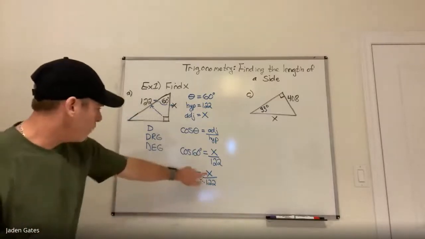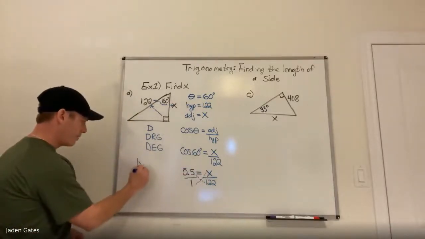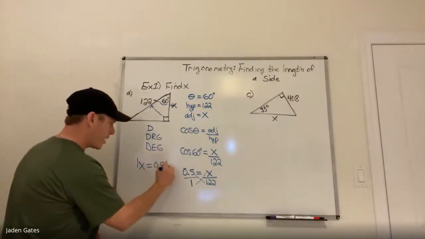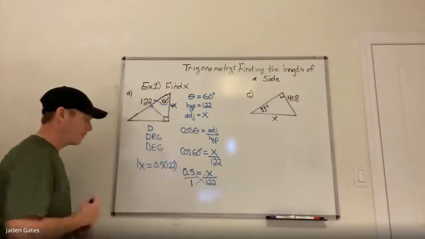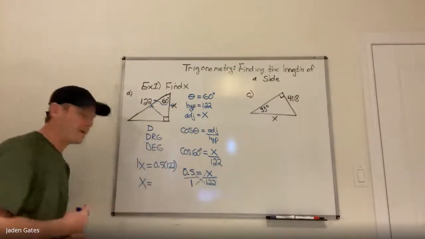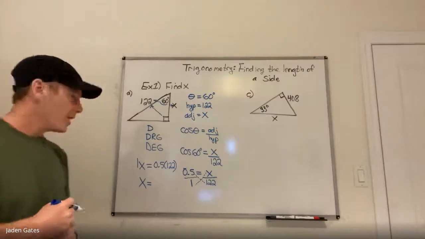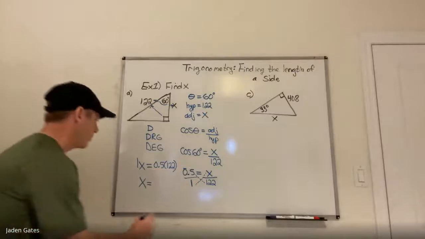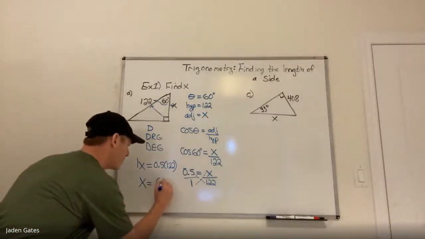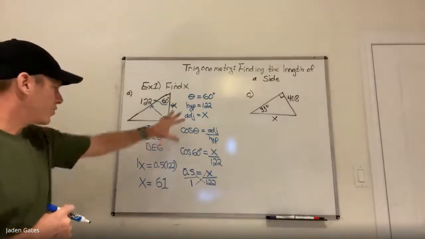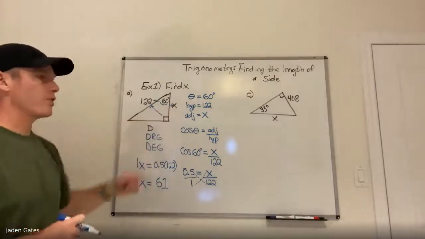And so I'm going to have 1 times x is equal to 0.5 times 122. Well, 1x, that's what I want. I want to know what an x is. Then next, I just take 0.5 times 122, and I get 61. And there we go. That's using trigonometry to find the length of our side.